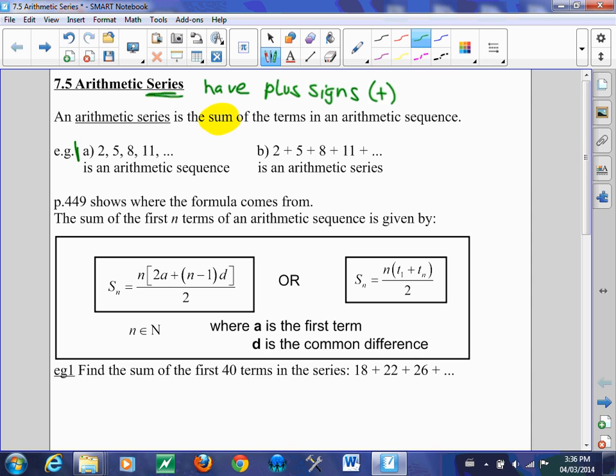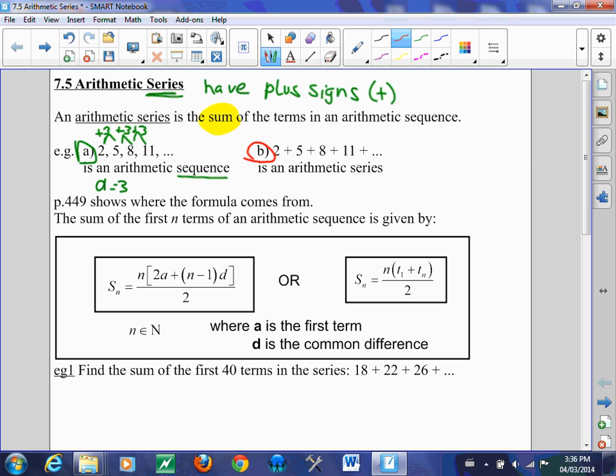So for example A, first of all, I see commas, so I know that it's a sequence. Arithmetic, I've got to check, hey, what's happening each time, guys? Hopefully you know that you're adding 3 in each case. Because you're adding 3, that means that d equals 3. We know that it's a sequence because we have commas.